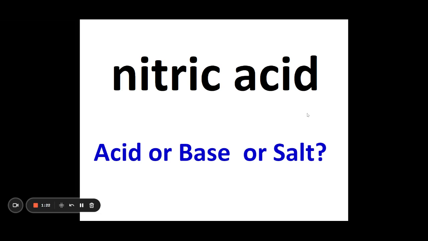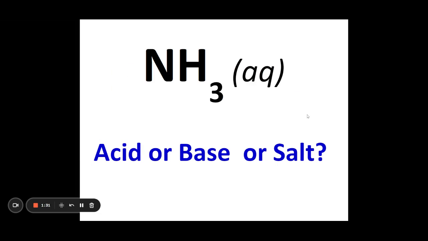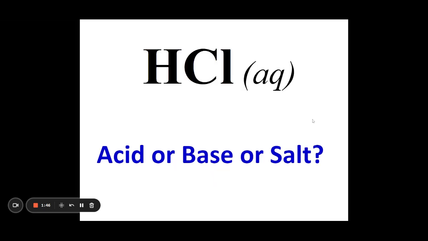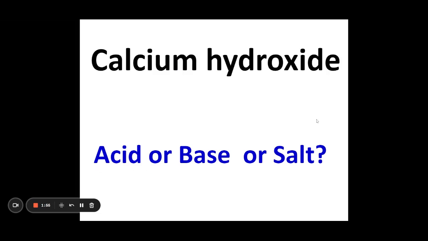Nitric acid, is it an acid, a base, or a salt? Well, duh, it's on table K. It's called nitric acid. Okay, it's an acid. NH3 aq, acid, base, or salt? Okay, look in table K, look in table L. Oh, it's on table L. Kind of a funny formula, a little different from the rest of the bases, but it is a base. It is ammonia. HCl, is it an acid, a base, or a salt? Okay, you look on table K, you find HCl. It's hydrochloric acid. That's an acid.